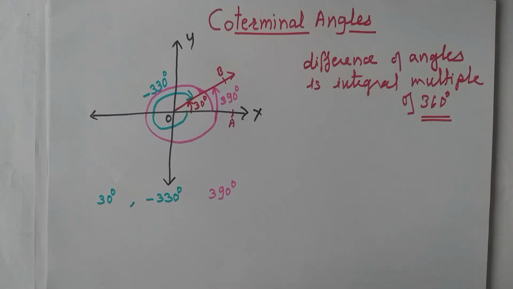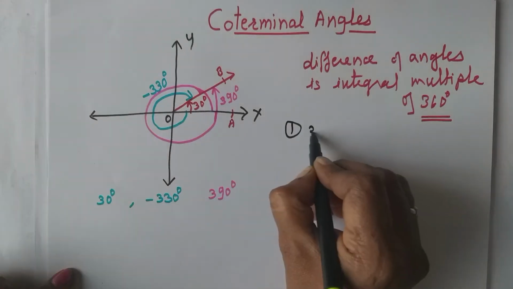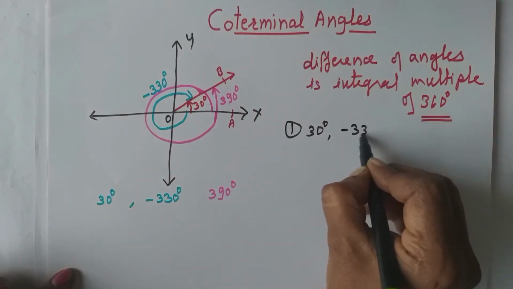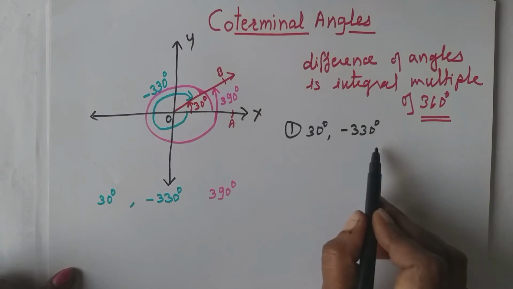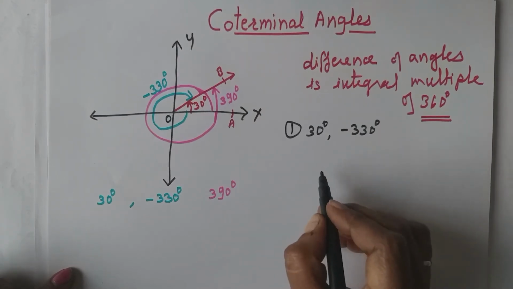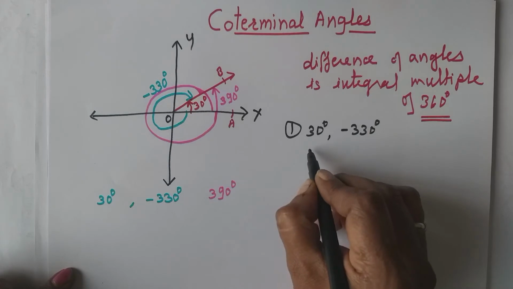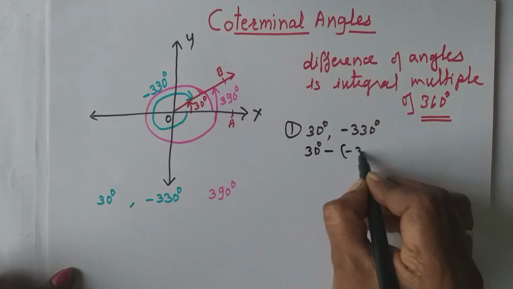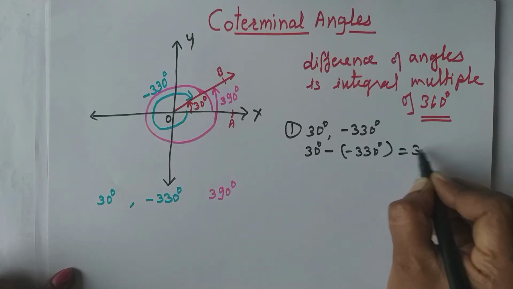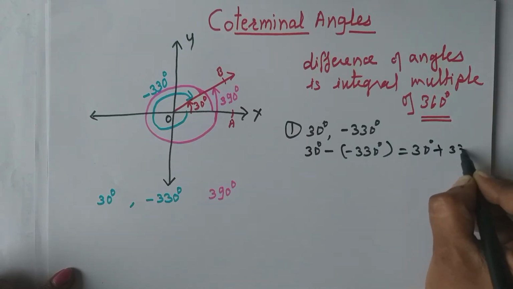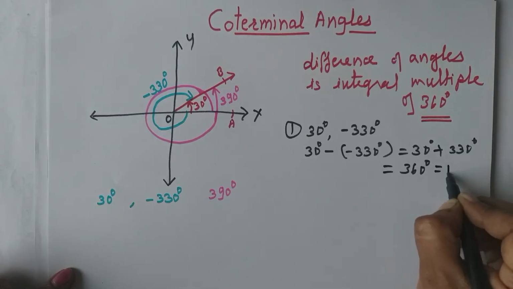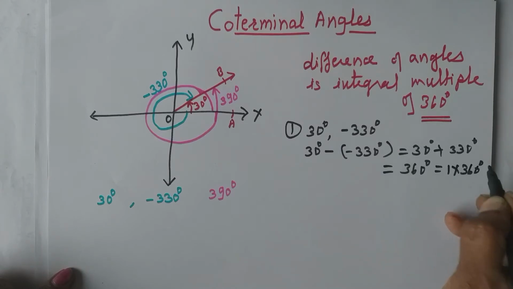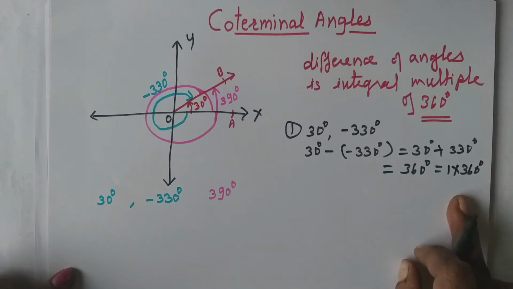See here for the first example, take this pair: 30 degrees and minus 330 degrees. From the figure it is clear that the angles are coterminal. But if we don't draw the figure, then from these values only you can verify whether the angles are coterminal or not. Therefore take the difference. If I take the difference, this is 30 plus 330, that is 360 degrees. And see, this is 1 times 360 degrees, that is an integral multiple of 360.